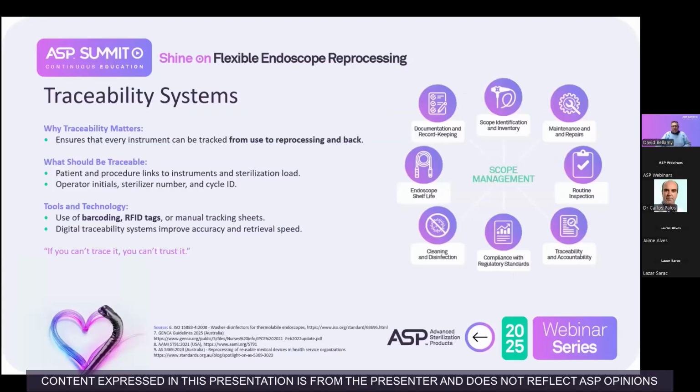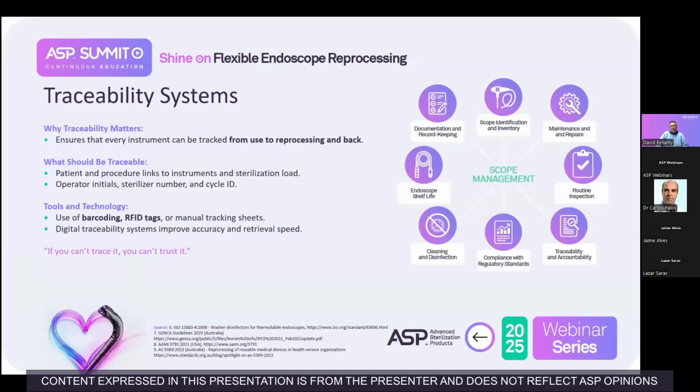Traceability systems, for me, are what I think is the cornerstone of patient safety. It makes people more accountable and responsible, and if you can't trace it, you can't trust it, and you certainly can't defend it. So all 4 standards require comprehensive, traceable endoscope reprocessing, and it ensures that every endoscope can be tracked from patient use through each reprocessing step and back into clinical service.